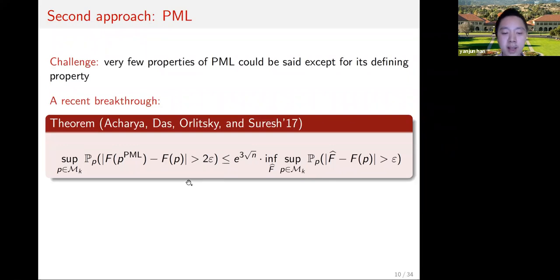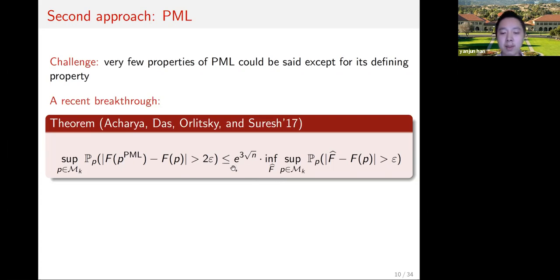Then for the PML plugin approach, the worst case probability of that approach being 2 epsilon far from the truth is at most the error probability delta times a competitive factor, which is e to the power 3 root n. So in other words, the performance of the PML plugin approach is competitive with all possible other approaches, including the optimal one, with a competitive factor e to the 3 root n.